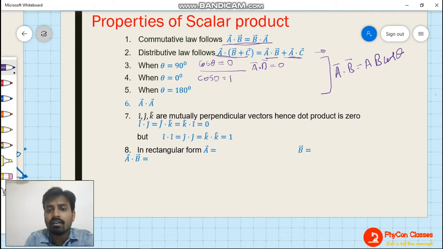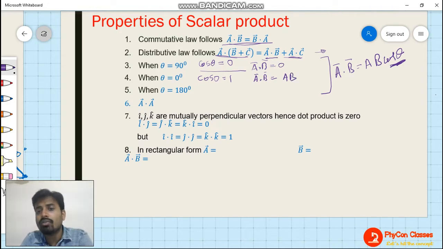Now, for theta equal to 0, what is the cos 0 value? 1. That means A dot B will be equal to, tell me, A, B and cos 0 value is 1. So the answer will be A into B. Directly the magnitude you can multiply when theta is equal to 0. When theta is equal to 90 degree, whether you multiply the magnitudes or whatever you do, the answer is going to be 0.